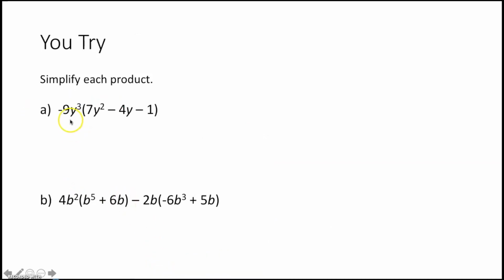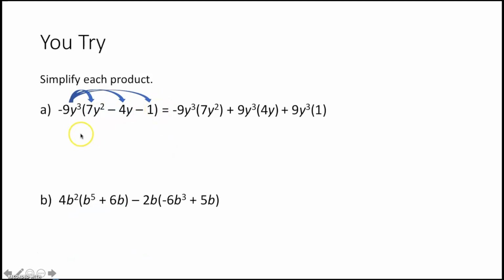Okay, again, we're going to take this monomial up front and distribute it to each of the terms in the trinomial. So I'm going to take this negative y cubed and multiply it to the 7y squared. I'm going to take the negative y cubed and multiply it to the negative 4y. And then I'm going to take this negative y cubed and multiply it to the negative 1. Notice that when I have a negative times a negative, those turn positive.